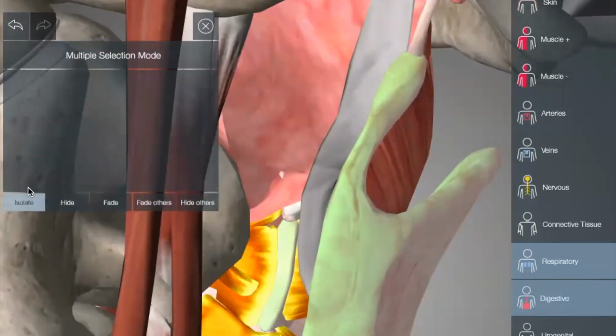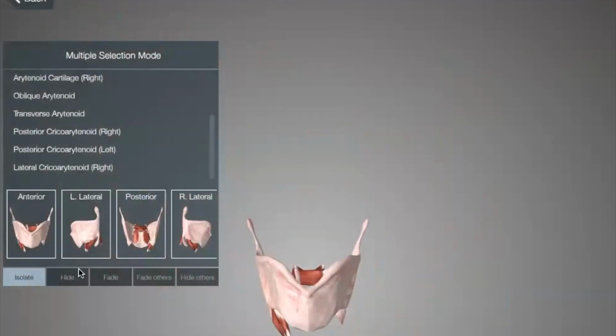I'm sorry, where is the anterior cricoarytenoid muscle located? Because I couldn't find it. Because we have posterior cricoarytenoid muscles, and logically we have to have anterior. Yes, one second. That's a very good question.